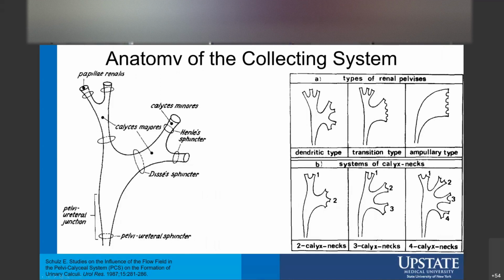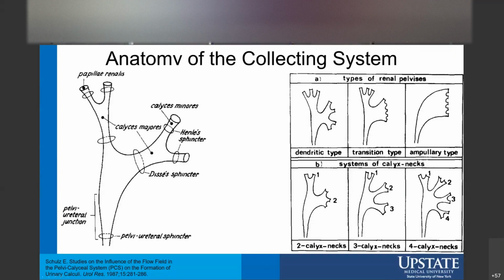So I think a lot of us take for granted the anatomy of the collecting system. Schultz in 1987 did a cadaver study where they looked at hundreds of cadavers, and they mapped out and classified the collecting system of many of these patients. They looked specifically at stone-forming patients and noted that there were differences. So first of all, we're talking about the major calyces and the minor calyces and how they come together.